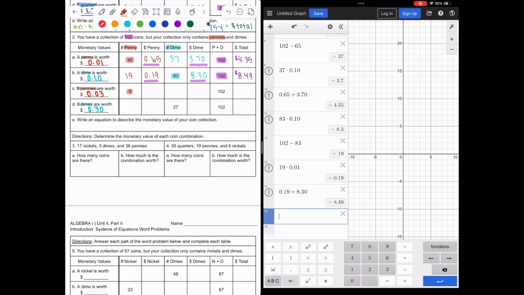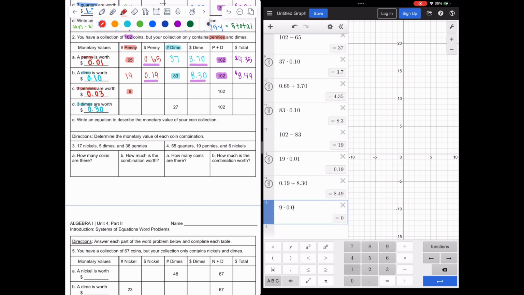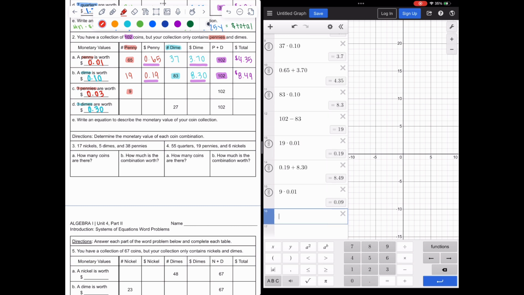In this third row, we have 9 pennies in our collection of 102 coins. I know that each penny is worth 0.01 or 1 cent, so 9 pennies are going to be worth 9 cents. That's going to be the very first thing that goes in the third column of the third row. There are 102 coins total in my collection.